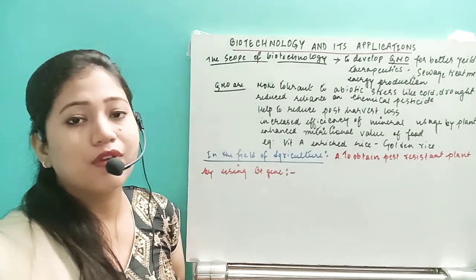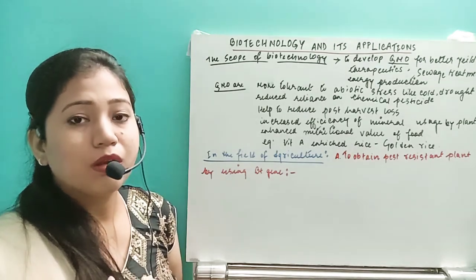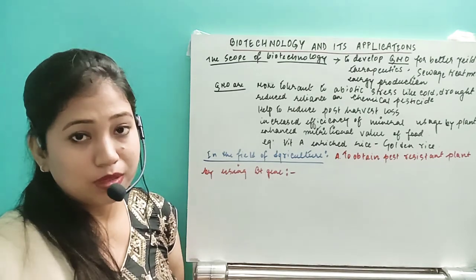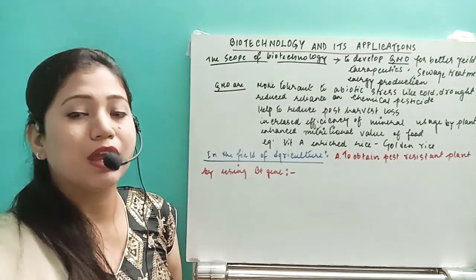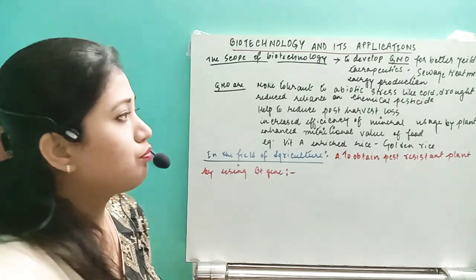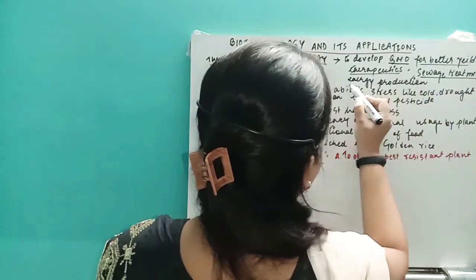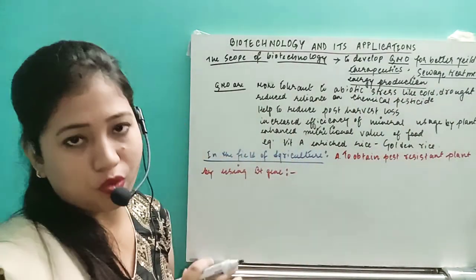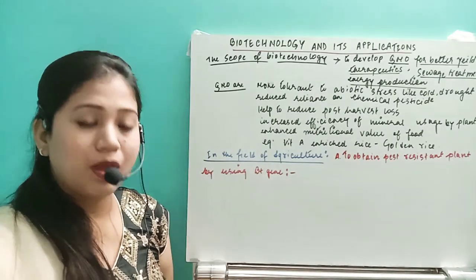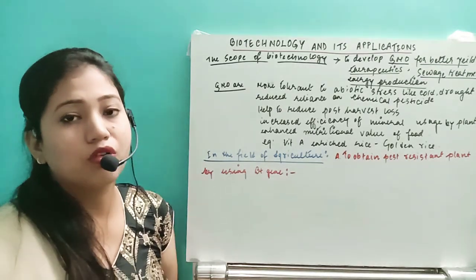So the genetically modified organism is the most important product of biotechnology, which is helpful for human beings. It is manipulated for human use, for better yield, therapeutics, sewage treatment, and energy production, in different scopes. We have already seen these scopes in the earlier chapter, that in sewage treatment also biotechnology is used.